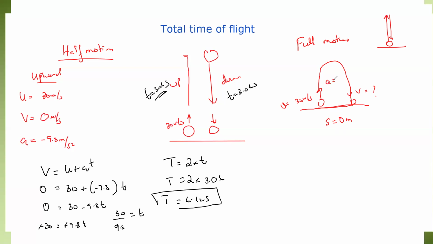What will be the value of the acceleration I'll take for the full motion? It is always negative 9.8 meters per second square, because the direction of the acceleration is always downward. Now, we have S, we have U, and we have A. So which equation of motion is valid? I cannot use this equation because I don't know the final speed and I don't know the time. If I use the equation, S is equal to ut plus half at square.